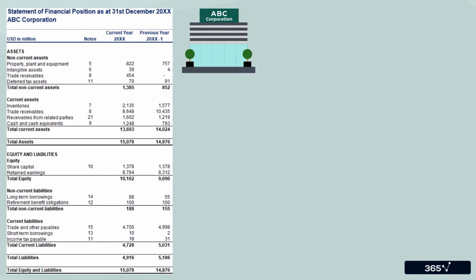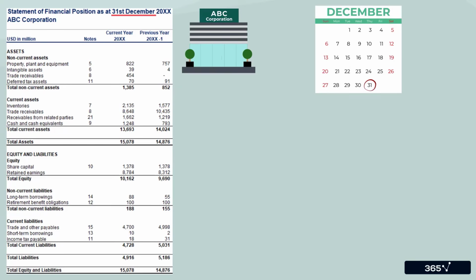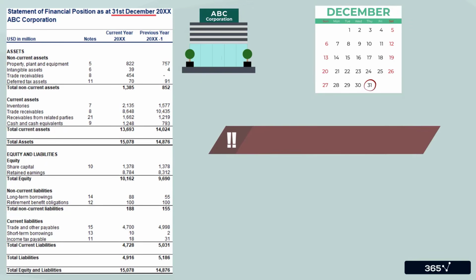All right. Remember ABC Corporation? Its statement of financial position is prepared as at 31st of December each year, so we say that the balance sheet date is December 31st. In practice, the end period date of your projected statement does not necessarily have to be the same as the firm's financial year end. It can vary depending on your budget, horizon, and goals.